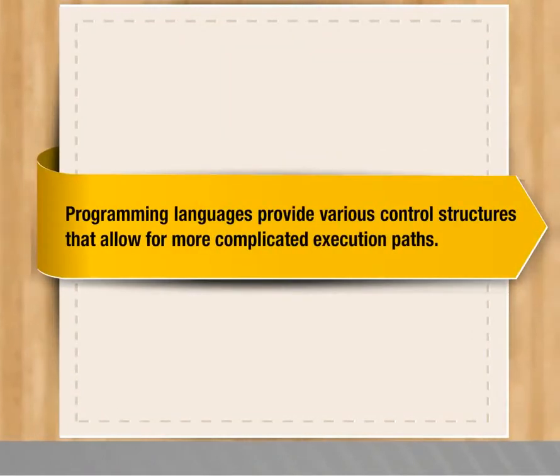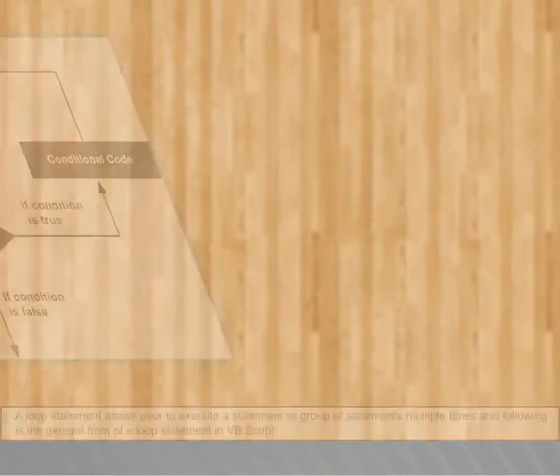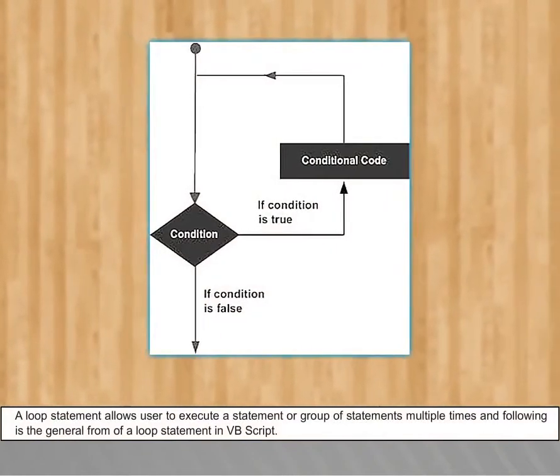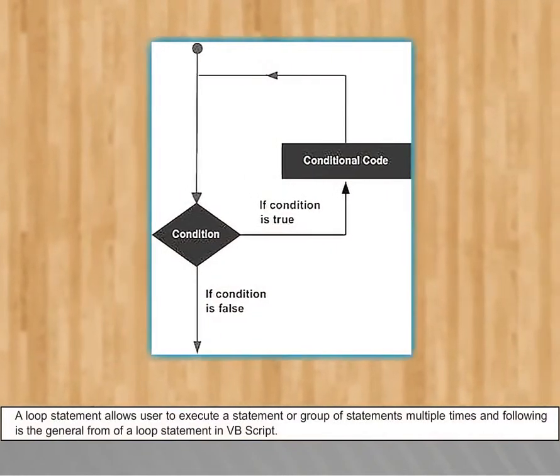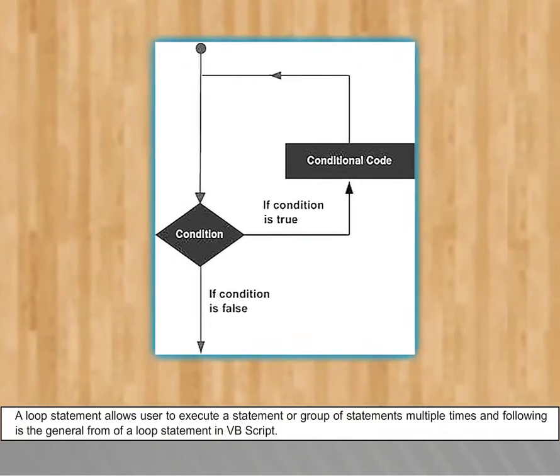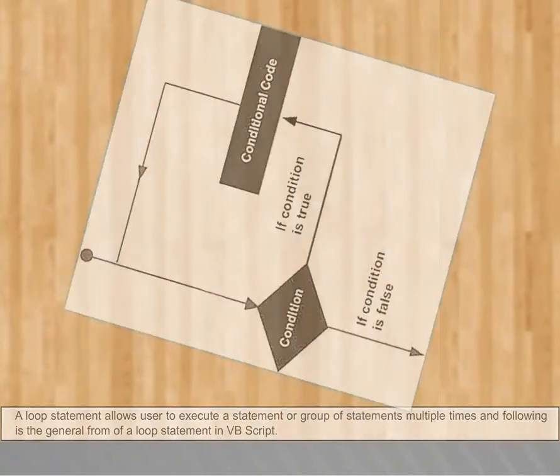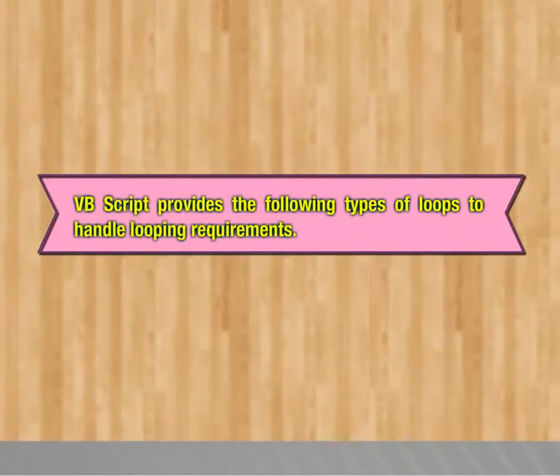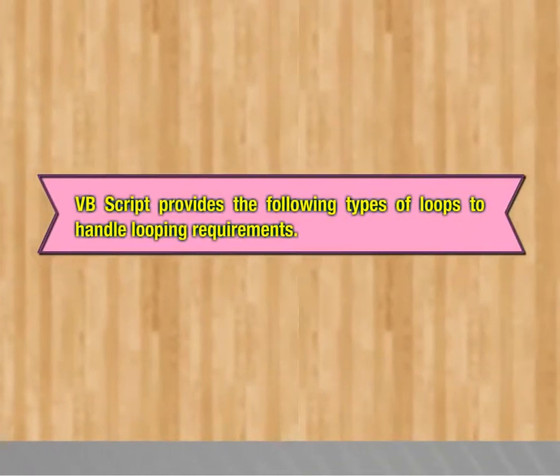Programming languages provide various control structures that allow for more complicated execution paths. A loop statement allows a user to execute a statement or group of statements multiple times, and following is the general form of a loop statement in VBScript. VBScript provides the following types of loops to handle looping requirements.